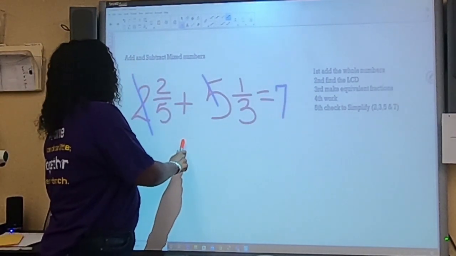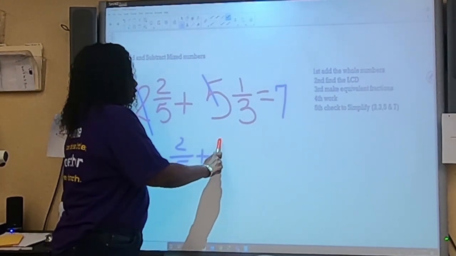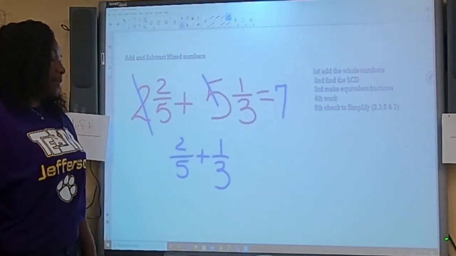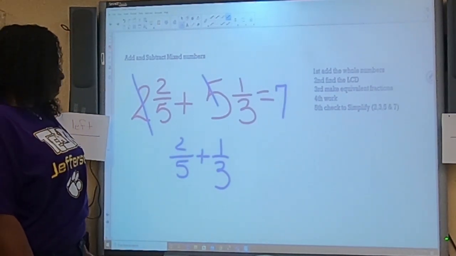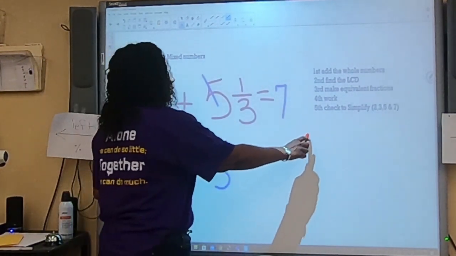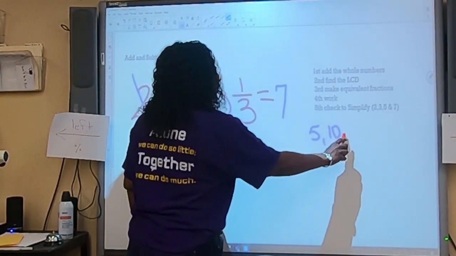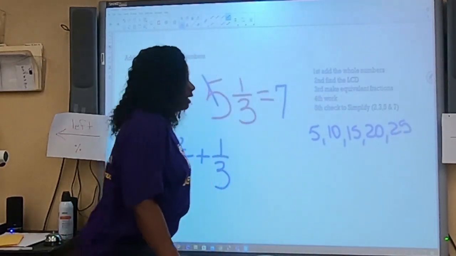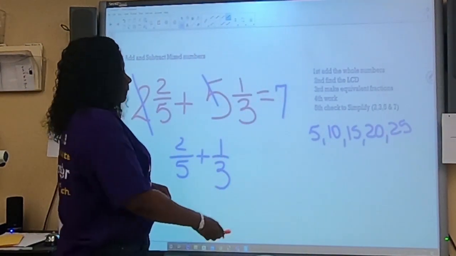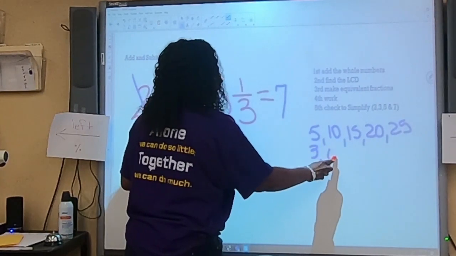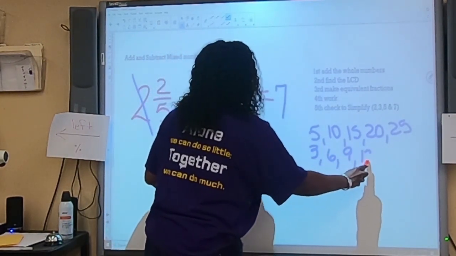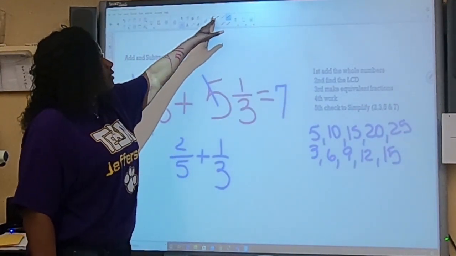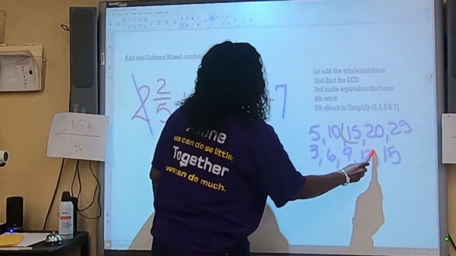Now I have 2/5 plus 1/3. Step 2 tells me to find the LCD. Well, I need to start thinking about the multiples, starting with 5. I've got 5, 10, 15, 20, 25. And my multiples for 3: 3, 6, 9, 12, 15. So I see that my LCD will be 15.